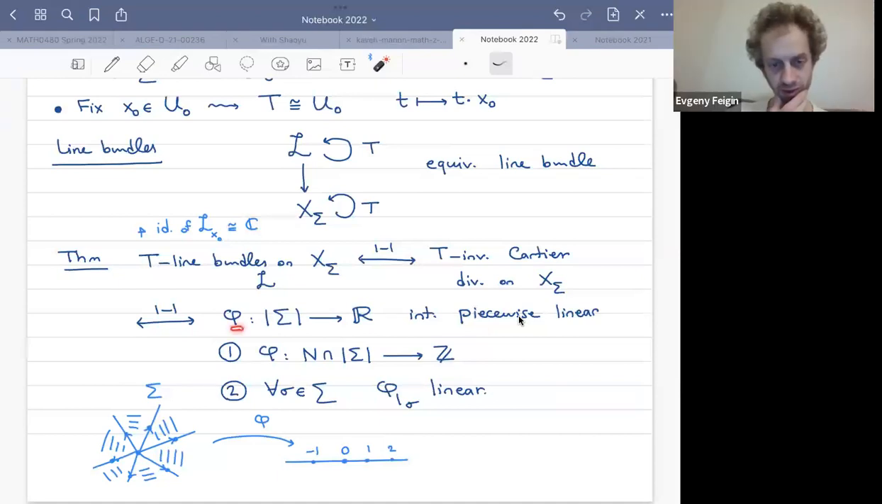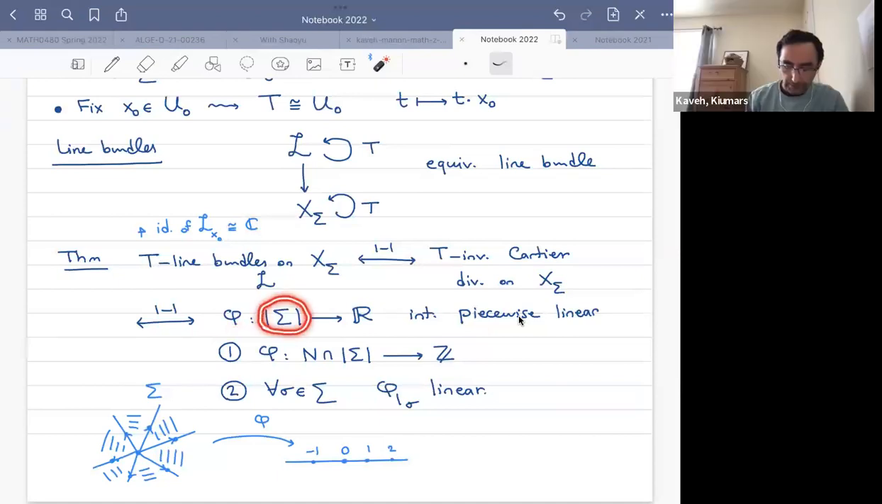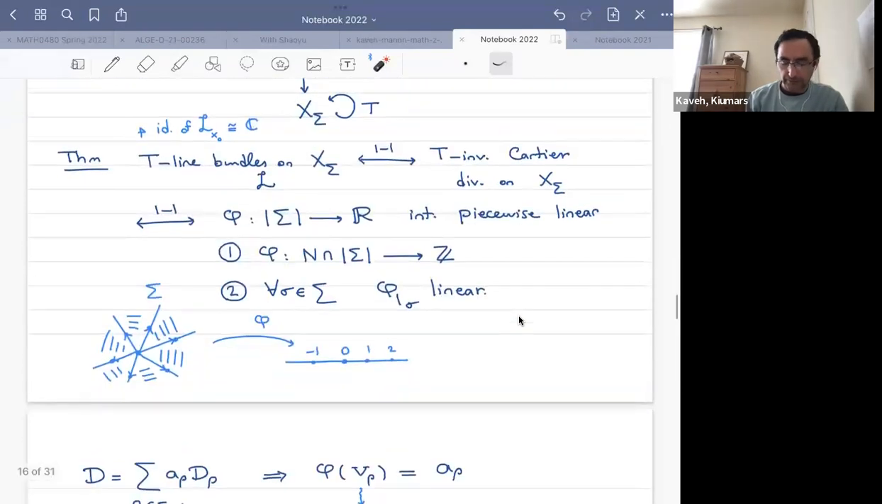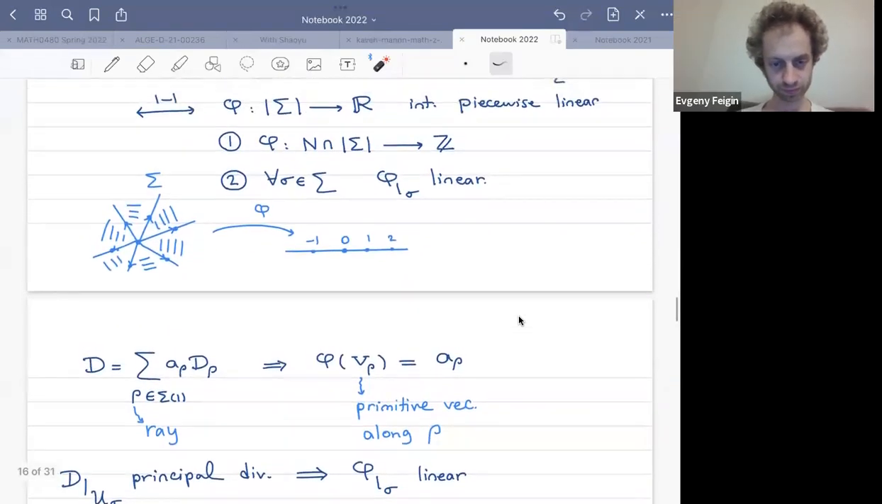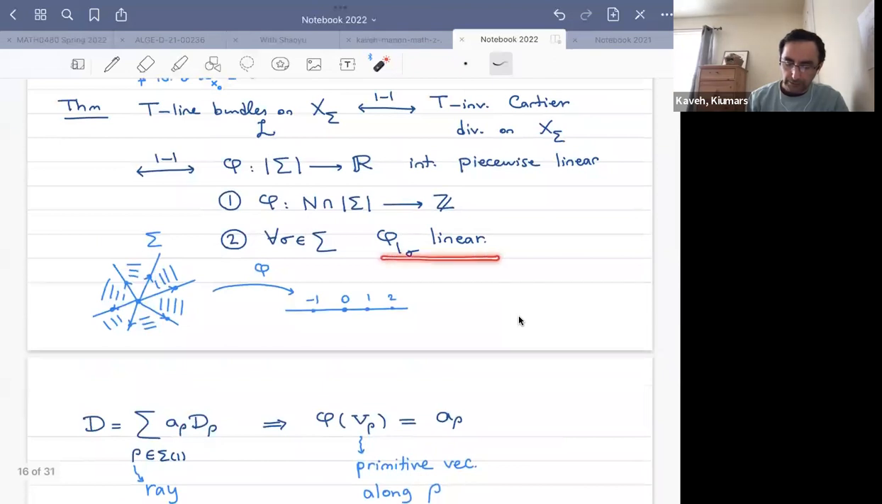It's defined on the fan, where this bars means the union of cones in the fan, the support of the fan. Usually, most of the time we are interested in fans which are complete, covering the whole vector space R^n. With a piecewise linear function, is that the definition okay? Okay, yeah, thank you. So it's restricted to each cone, it's linear and sends lattice points to lattice points.